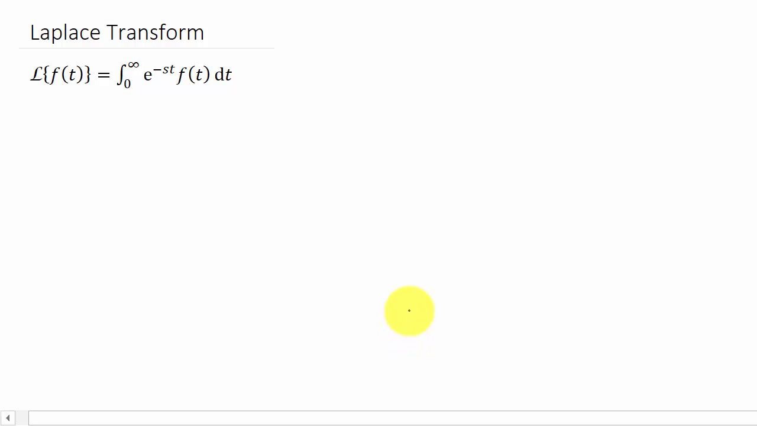Alright, so here's my third video on Laplace transforms. We're going to be evaluating them. So the Laplace transform of some function f of t is equal to the integral from 0 to infinity of e to the negative st times your function f of t, the function that you're taking the Laplace transform of, and we're integrating with respect to t.